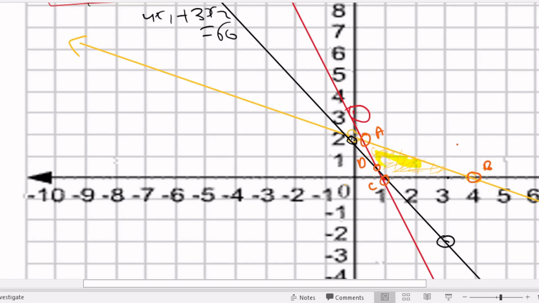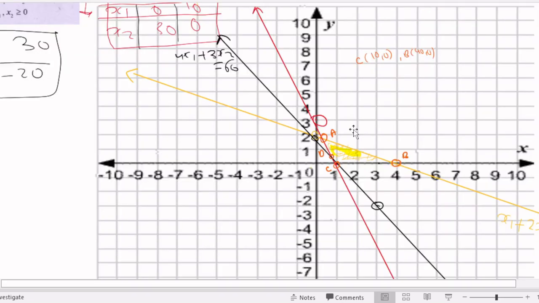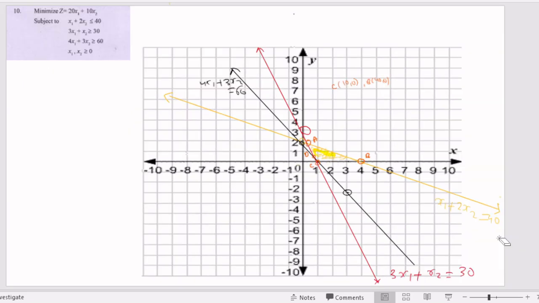Out of these, C and B are totally clear. When I say C and B are clear, it means the coordinate point is very visible. C is nothing but 10, 0, and B is nothing but 40, 0. Now we need to find the coordinates of A and D by solving those equations simultaneously. For A, we need to solve the orange and red lines. The orange line is x1 plus 2x2 equal to 40, and the red line is 3x1 plus x2 equal to 30.